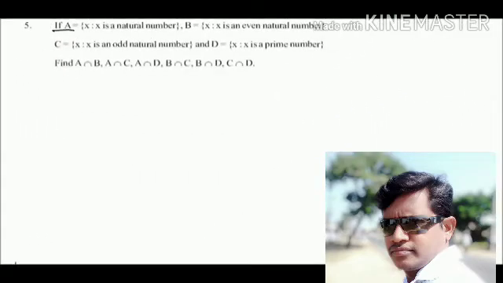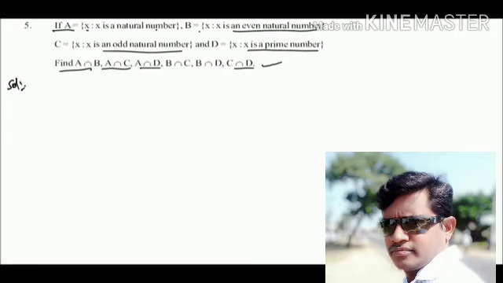So the fifth one: if A is the natural number set, B is the even natural number set, C is the odd natural number set, and D is the prime number set, find A intersection B, A intersection C, A intersection D, B intersection C, and B intersection D. These are the things we have to find.